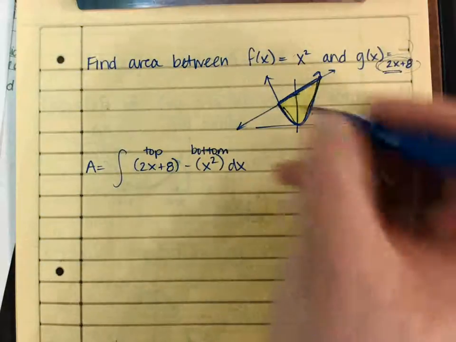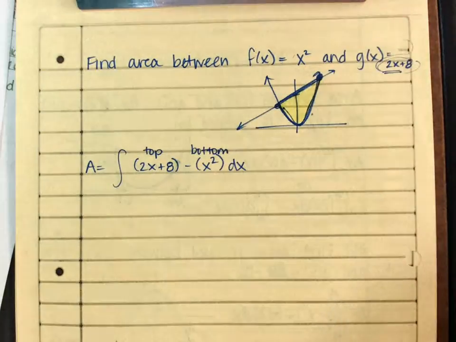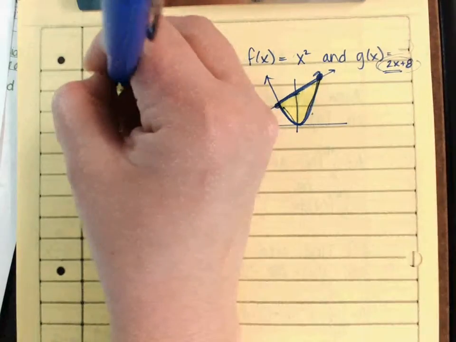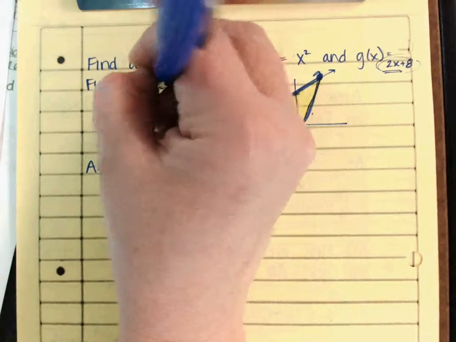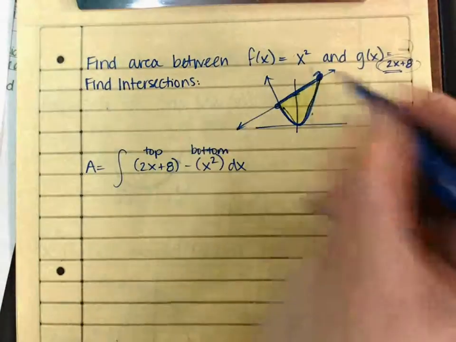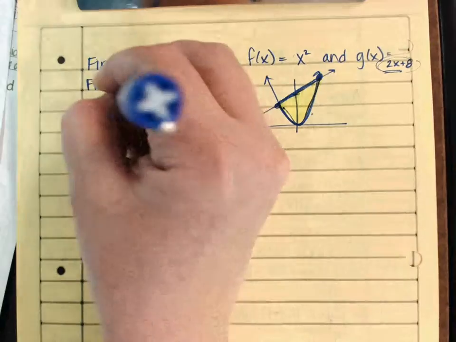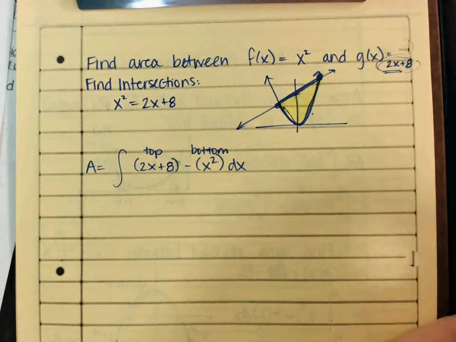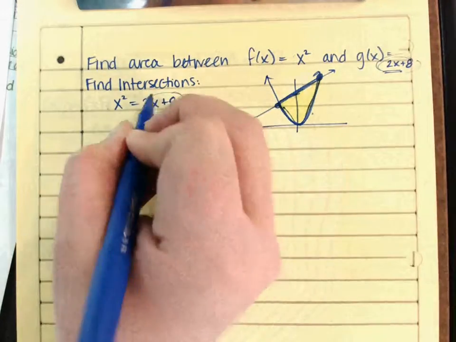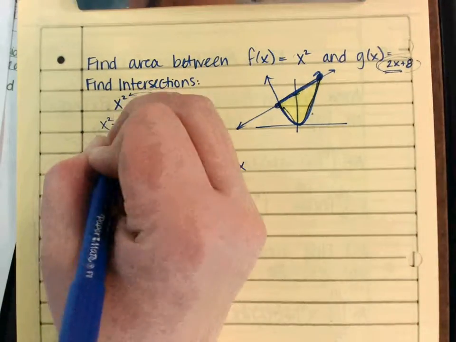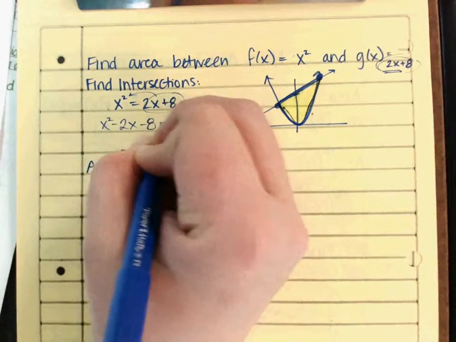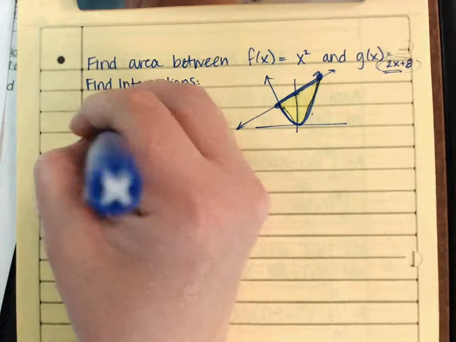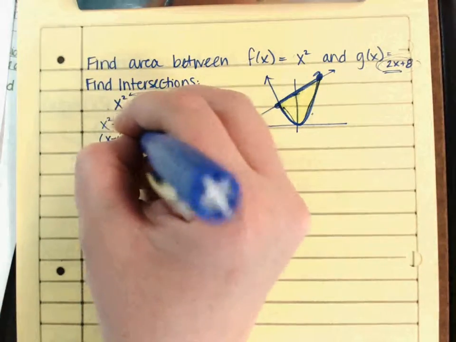Okay? Then from there, I want these endpoints here. In order to do that, I'm going to have to set them equal. So to find my intersections, I'm going to set x squared equal to 2x plus 8. And if I do that, then I know that my 2x plus 8 is going to move over and turn negative. And if it's a minus 2x and a minus 8, then when I factor that, it's going to come out to be x minus 4 and x plus 2.